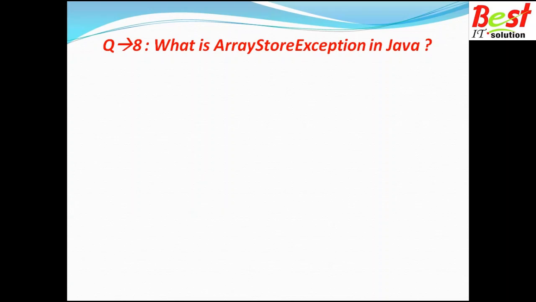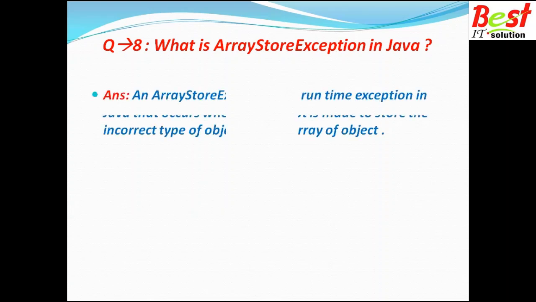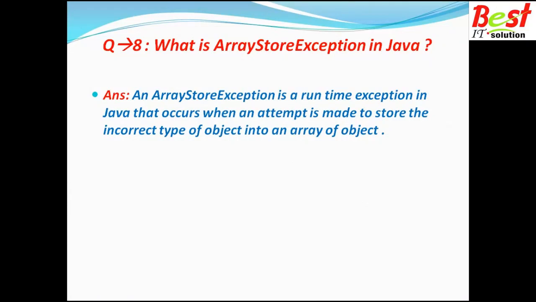Our next question is, what is array store exception in Java? Array store exception is an exception which we can face frequently. An array store exception is a runtime exception in Java that occurs when an attempt is made to store the incorrect type of object into an array of objects. So when we try to store an incorrect type of object into an array, at that time we can face that array store exception.